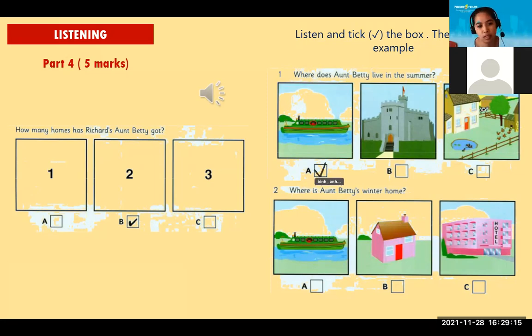2. Where is Aunt Betty's winter home? Does she live on the river in the winter? No, she's got a little house in our village for the winter. It's opposite the hotel. Oh, yes. Is it that little pink house? Yes, that's right. That's her house.